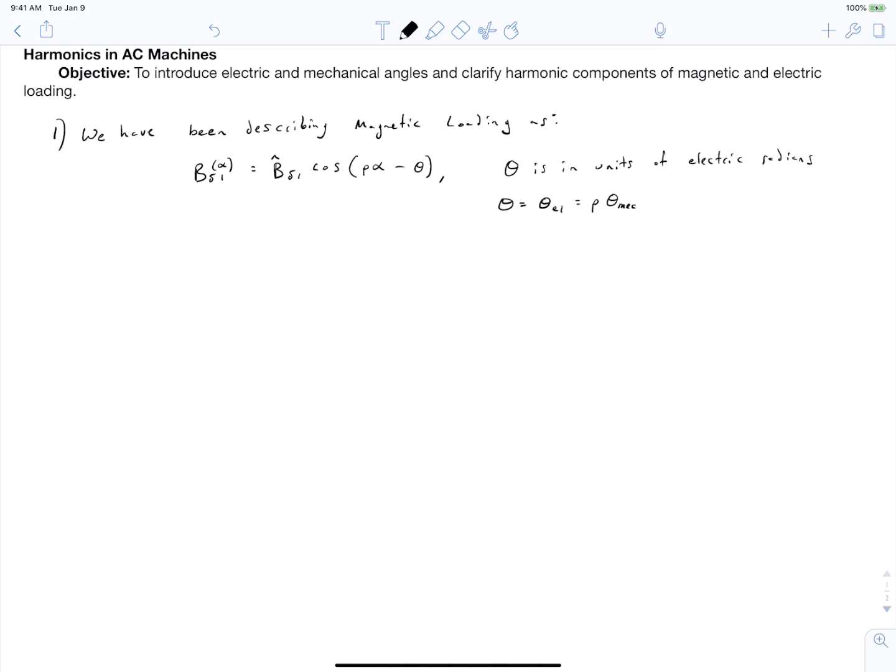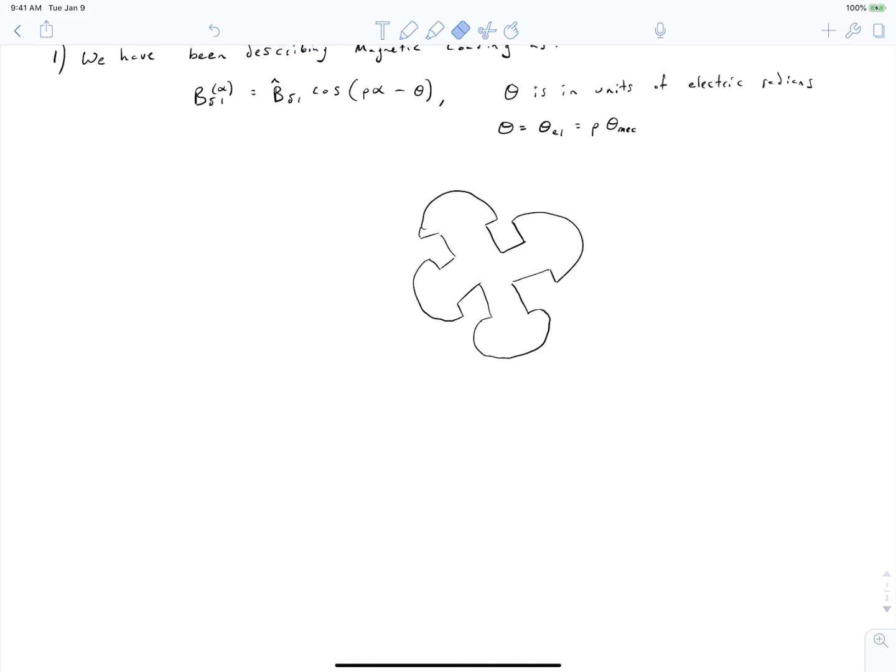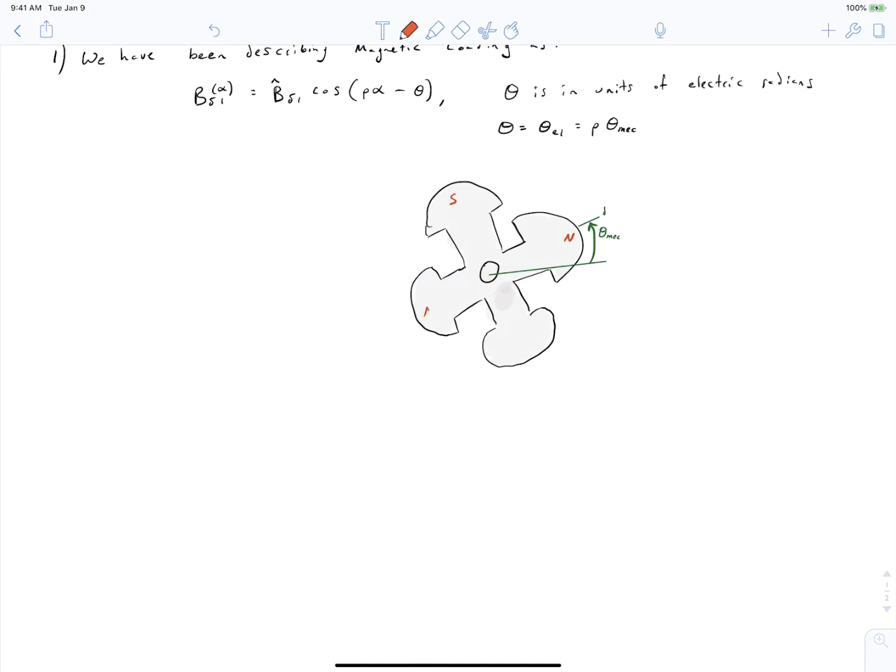Let's sketch this out to show what I'm talking about here. And I'm going to draw this for a 4-pole wound field synchronous motor, a 4-pole salient rotor. And in this case, our rotor is rotated off the horizontal axis by theta mech degrees. And if we were to label north and south poles on here, they might be labeled something like this. So we can clearly see that this is a 4-pole rotor.